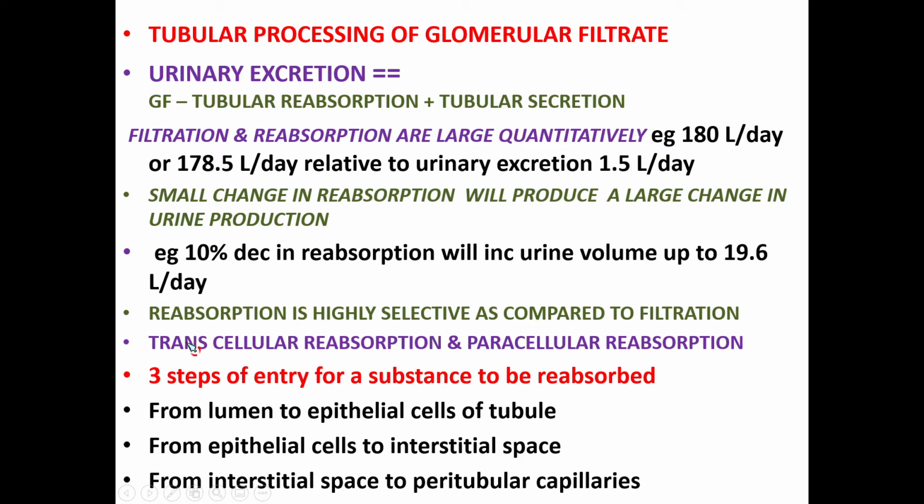Then there are two pathways known as transcellular reabsorption and paracellular reabsorption. I will go into detail of these in the next slide. Then there are different steps for a substance to be reabsorbed. First, it has to enter from the lumen into the epithelial cells of the tubule, then from the epithelial cells to the interstitial tissue spaces, and then from the interstitial tissue spaces to the peritubular capillary network. Let's see all these things in detail.